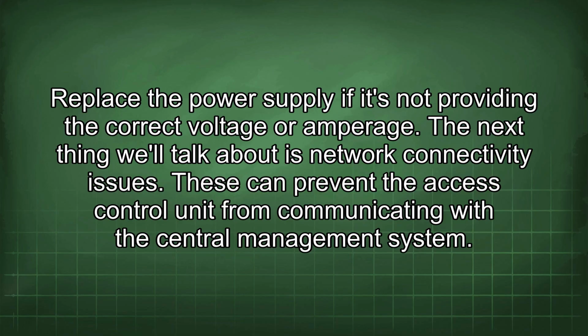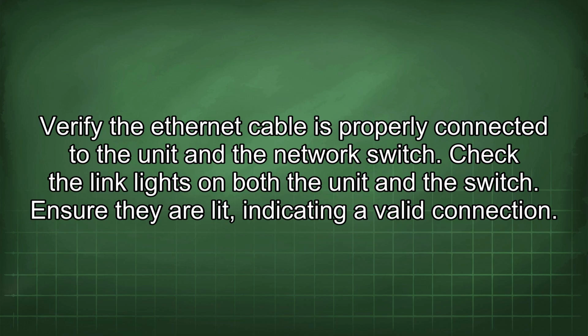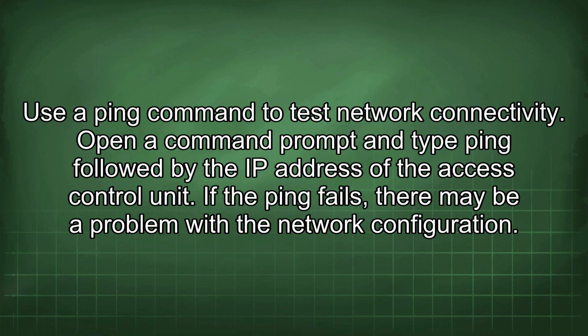The next thing we'll talk about is network connectivity issues. These can prevent the access control unit from communicating with the central management system. Verify the Ethernet cable is properly connected to the unit and the network switch. Check the link lights on both the unit and the switch. Ensure they are lit, indicating a valid connection. Use a ping command to test network connectivity. Open a command prompt and type ping followed by the IP address of the access control unit.